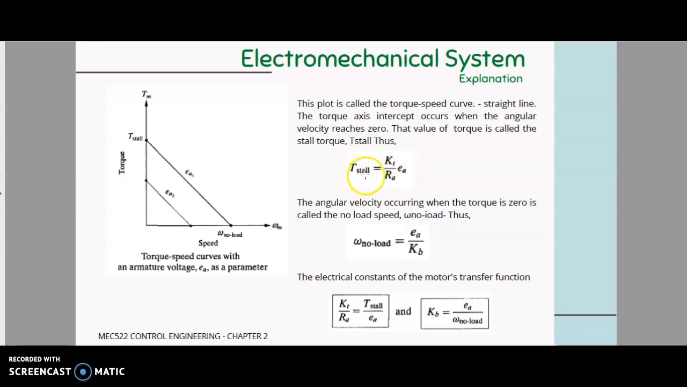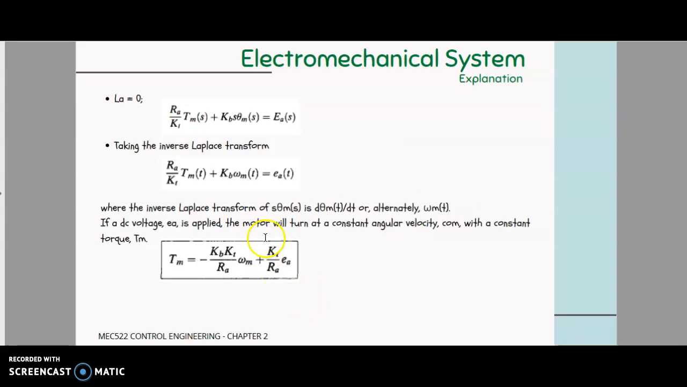The stall torque here happens when the angular velocity omega equals 0. So in the previous equation, omega m equals 0, so you just put it here, and you can get T stall equal Kt divided by Ra times Ea.